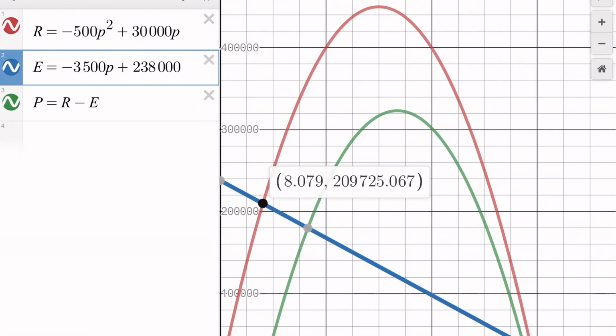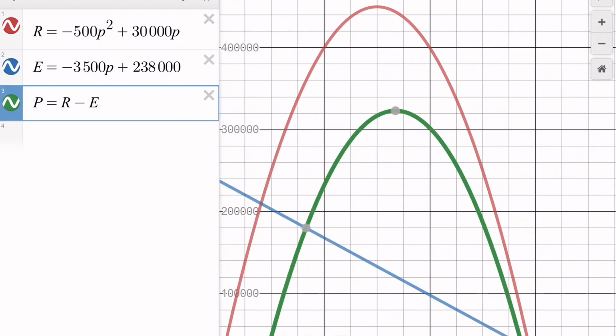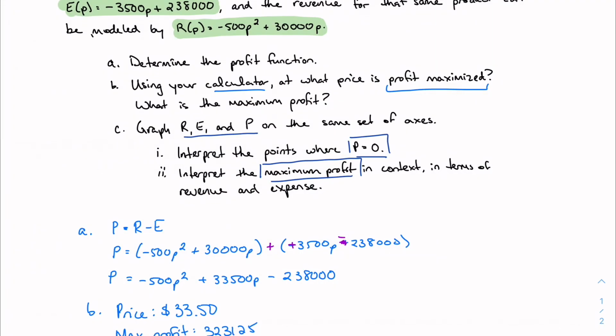Well, remember that the intersection between revenue and expense is called the break-even point, and if I'm breaking even, then the amount I'm making is the same as the amount it's costing me, which means my profit is also 0. So the 0 profit points are, and maybe I can shift back over to my notes, the break-even points. This is where revenue and expense are equal, right? Because then my profit, which is revenue minus expense, and if they're equal, is 0.